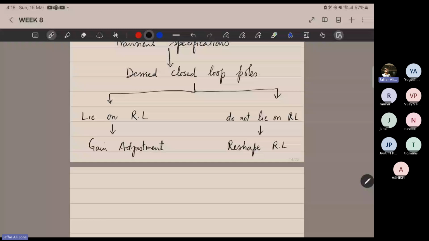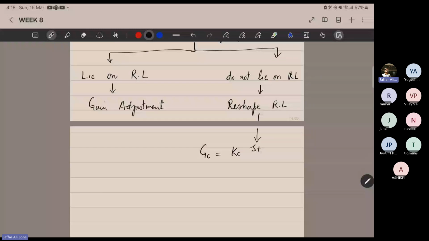So that's what we'll be doing here. One way of meeting this design criteria is by designing a lead compensator, which is again the same transfer function. I'll write s plus Zc divided by s plus Pc.